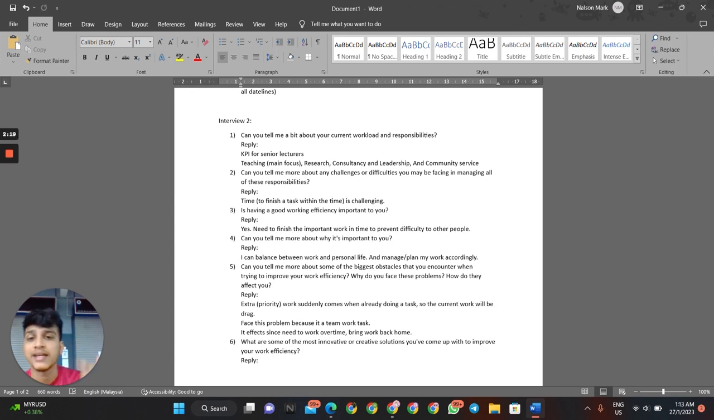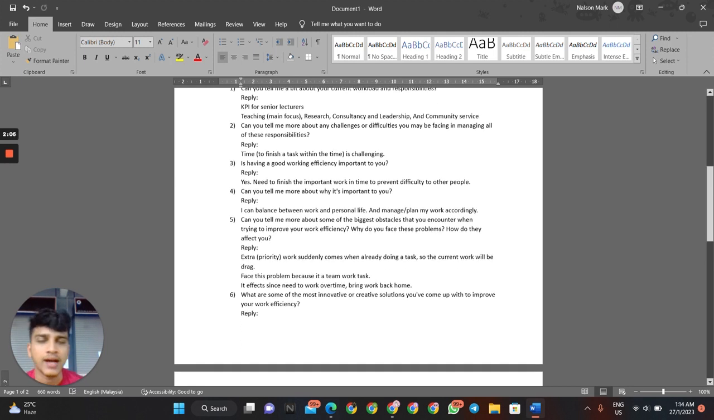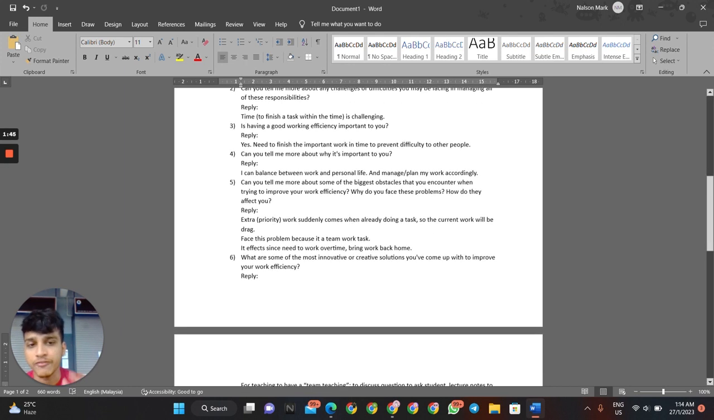She mentioned time. Managing time is challenging for her because she needs to commit to all the responsibilities. She is able to do it, but within time is the question. When asked if good working efficiency is important to her, she said yes, because you need to finish work in time to prevent difficulty to others, right? It's also important because she is able to manage her work life and personal life and manage her time accordingly.